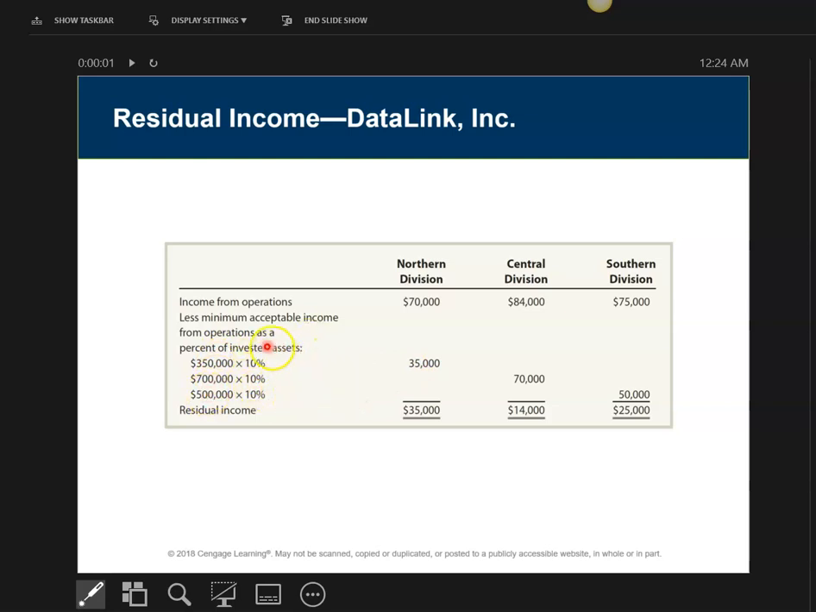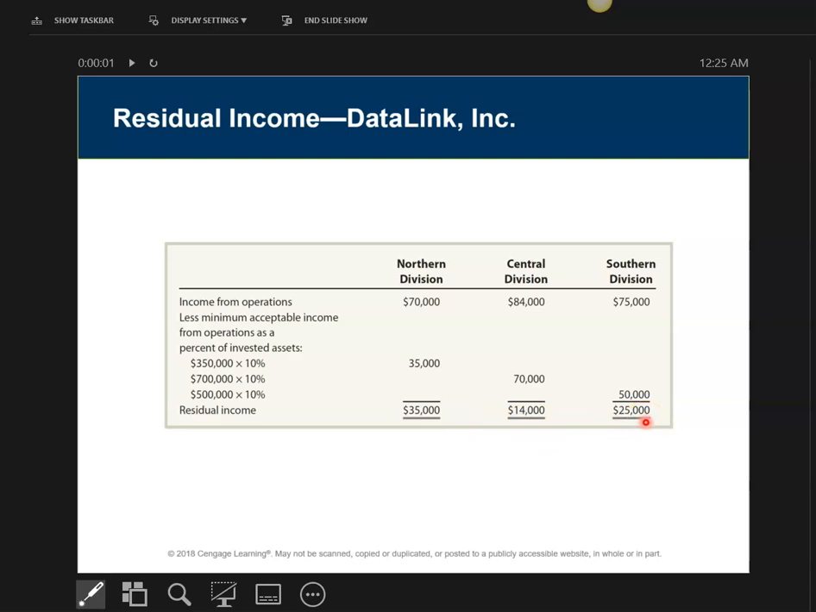I'm going to say this again. This is the minimal acceptable income from operations as a percent, and here they are as dollars. So 70,000 is my income from operations. My minimal acceptable was 10% of invested assets, 35,000. So my residual income for this division is 35,000. This is 14,000, and this is 25,000.